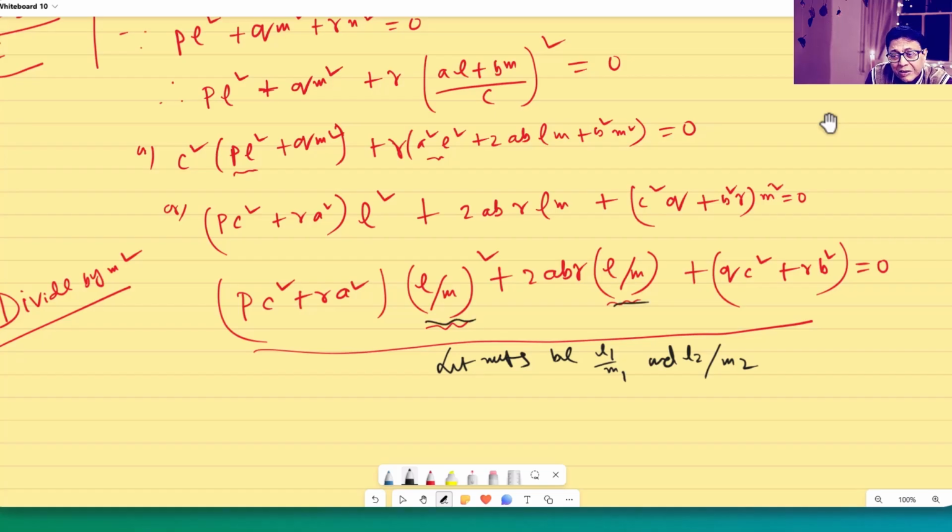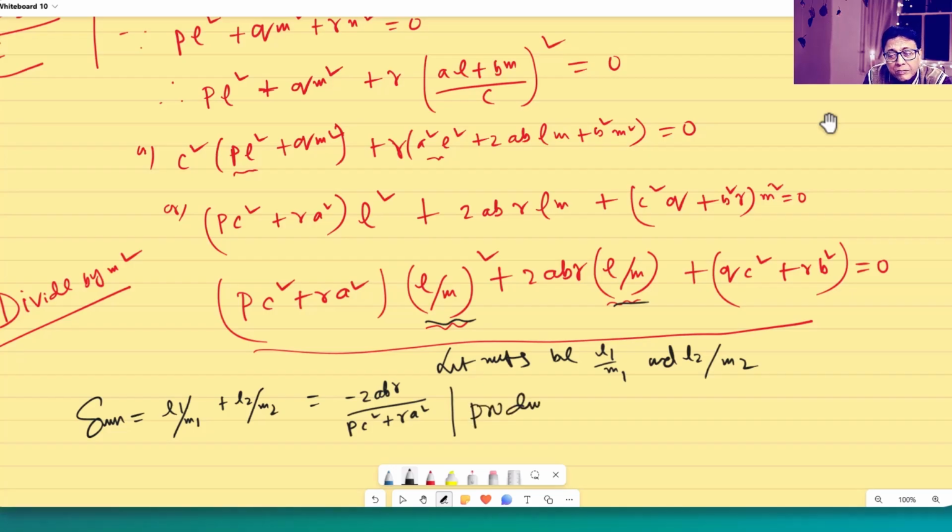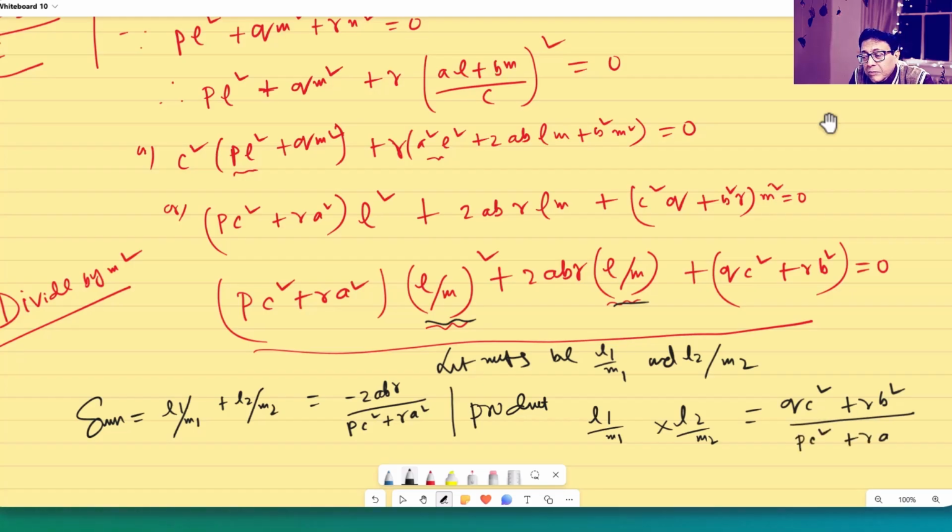So sum is what? Sum of the roots L1 by M1 plus L2 by M2, and product is what? Product is L1 by M1 into L2 by M2, going to be (QC square plus RB square) by (PC square plus R square), isn't it? So you got this relation now.